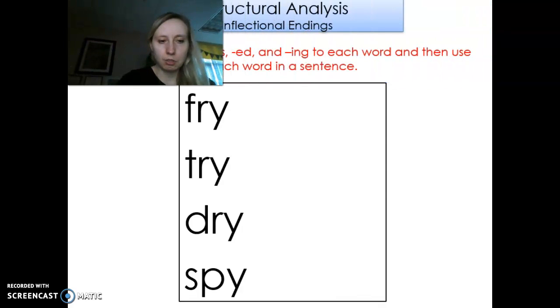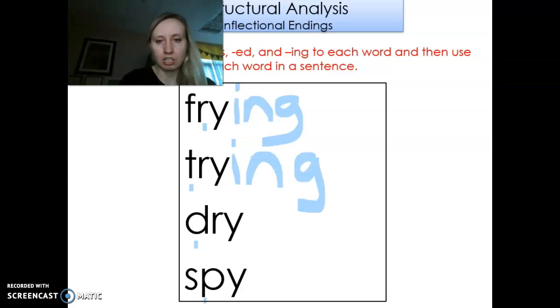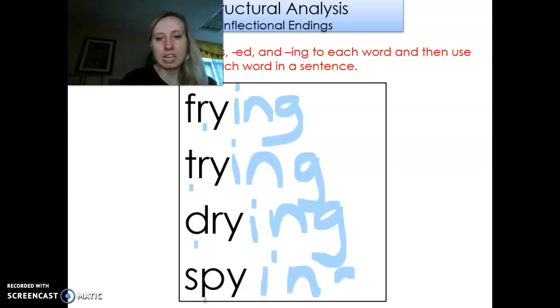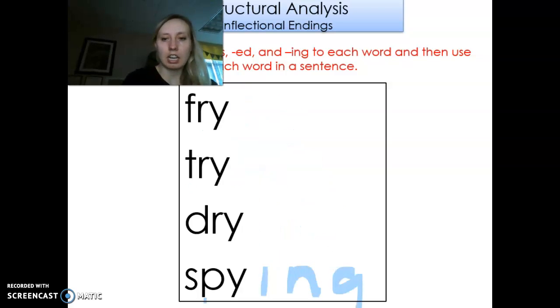So the first one we'll do is, we have fry, try, dry, and spy. If I'm doing it right now, I'd say frying, we don't change the Y. Trying, don't change the Y. Drying, and spying. Okay, when we add the ING, the Y doesn't change.